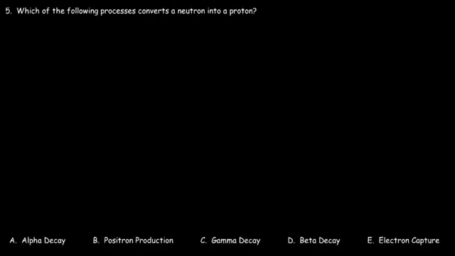Number 5. Which of the following processes converts a neutron into a proton? Let's go through each one. Let's start with alpha decay. Uranium-238 undergoes alpha decay to increase its stability.